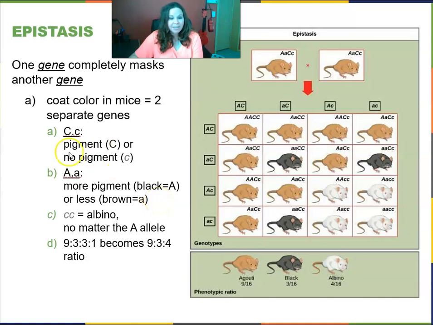If you get little c though, it doesn't matter whether you have big A or little a. If you get little c, you're not going to lay that pigment down. You're going to be an albino. So in this case, if we follow the dihybrid cross, we don't get that 9:3:3:1 ratio. We actually get a 9:3:4 ratio because the C gene is in a way kind of controlling the A gene. It doesn't matter if you have big A or little a. It depends what you get for your C gene. Little c, you're not going to make brown or black. That's called epistasis. One gene can control the expression of another.